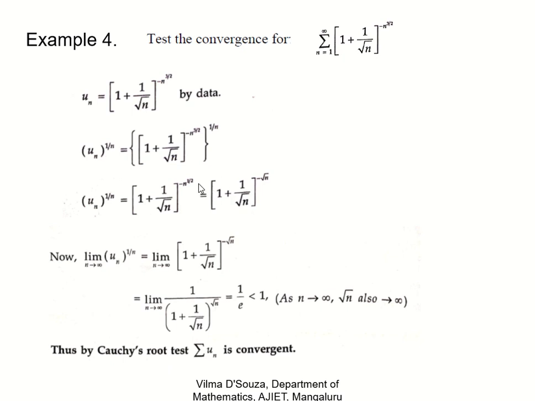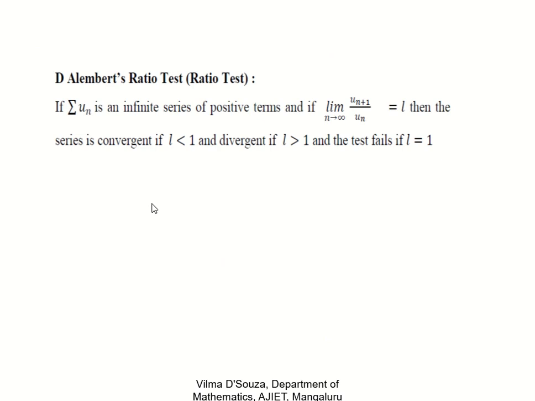Okay, you can work out similar problems on this topic. I'll give you few examples for D'Alembert's. First, I'll explain what D'Alembert's ratio test is, or simply it is known as the ratio test. Then we shall move on to the problems. So here, if summation un is an infinite series of positive terms, and if limit n tending to infinity un plus 1 by un is equal to L, then the series is convergent if L is less than 1, divergent if L is greater than 1, and the test fails if L equal to 1.